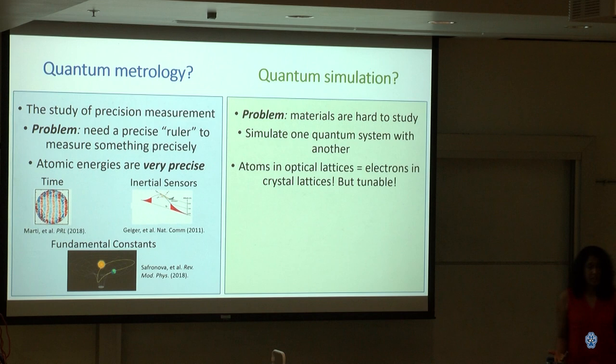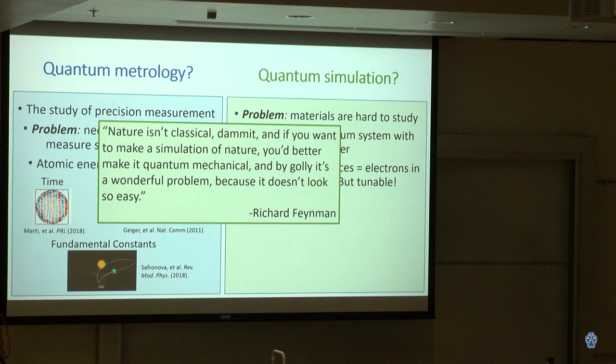You need one quantum system in order to simulate another. And I can't put it any better than the great Richard Feynman. This is a direct quote. "Nature isn't classical, damn it. And if you want to make a simulation of nature, you better make it quantum mechanical. And by golly, it's a wonderful problem because it doesn't look so easy." And that's very true. It's not easy, but it's so much fun.